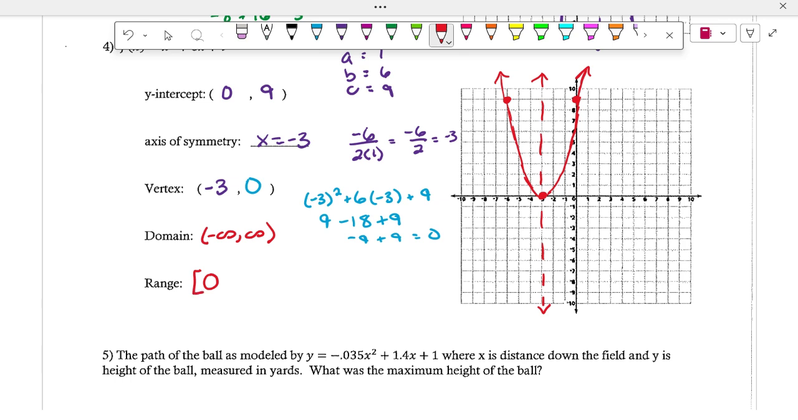So we have 0, and we put a bracket because it is defined there. And it's going to go where? What's the highest y value? Infinity. And infinity always has a parenthesis. Yes, ma'am. And remember, you could also write this as y is greater than or equal to 0. Oh, did you have a question? I was just gonna ask if you could write it like that. Yes, you can.